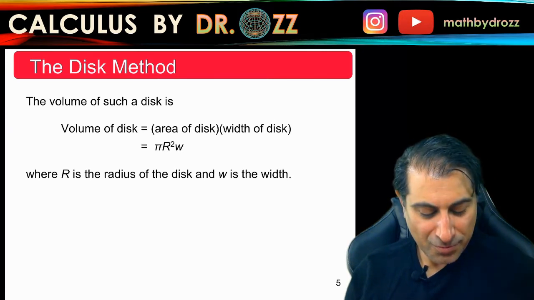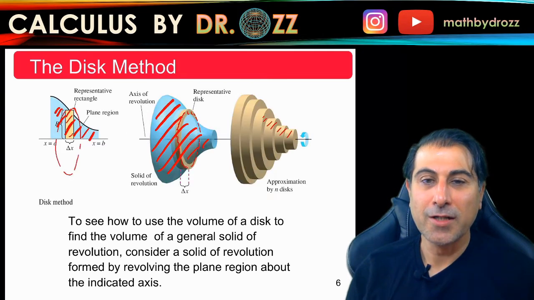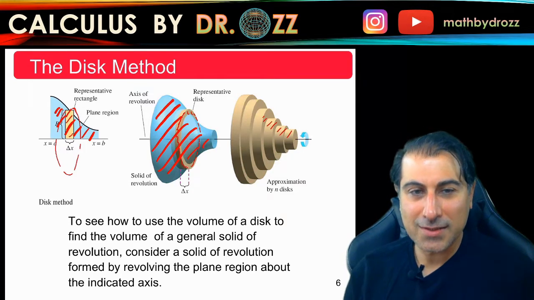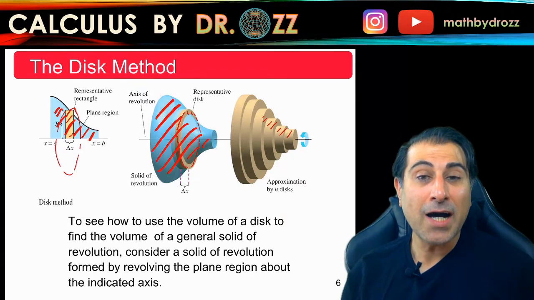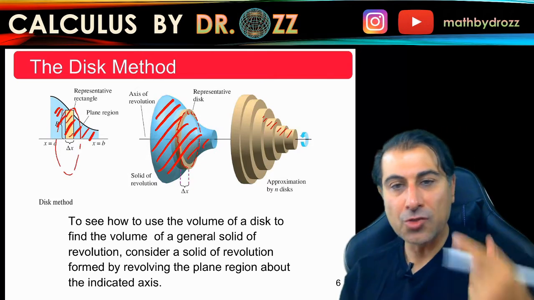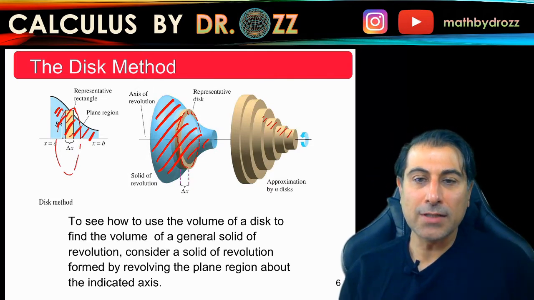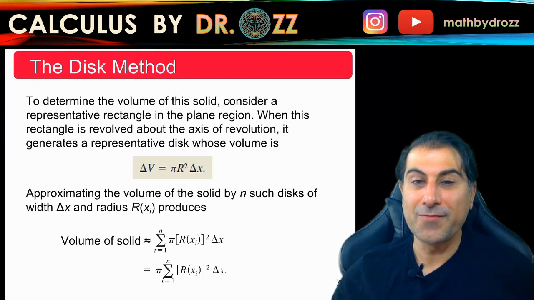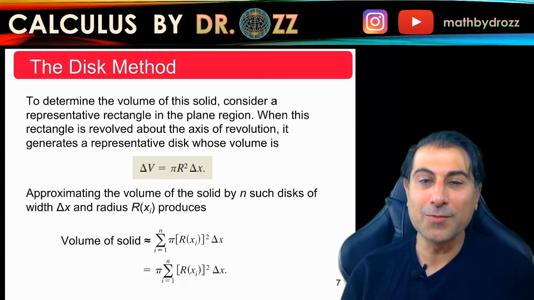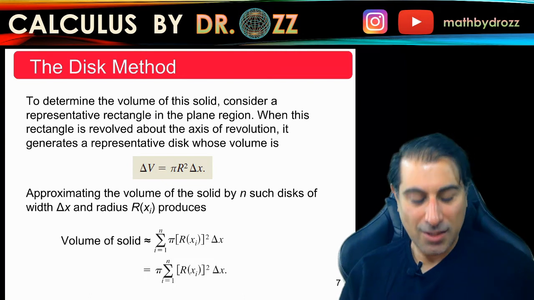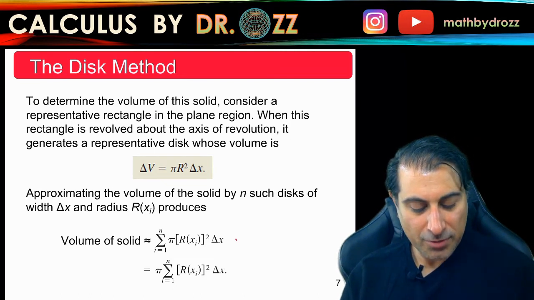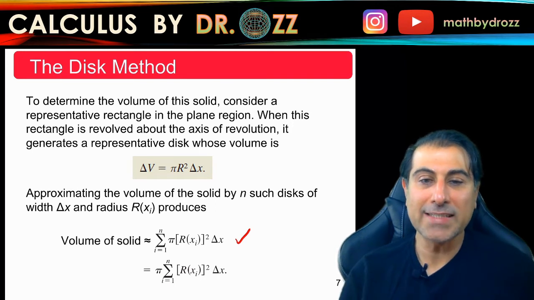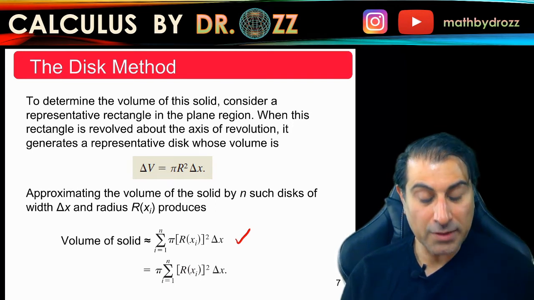But as I showed in the first picture here, we have lots of those disks obtained by revolving rectangles within the region about the axis of revolution. Therefore, the sum of the volumes of those disks is represented here. So you have the summation formulation, pi times r of xi quantity squared delta x.